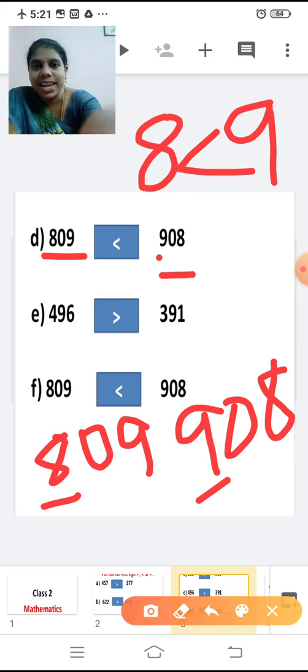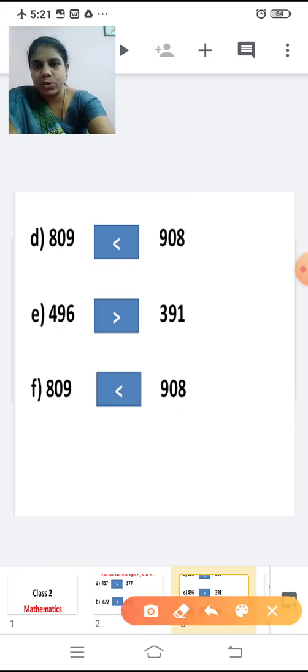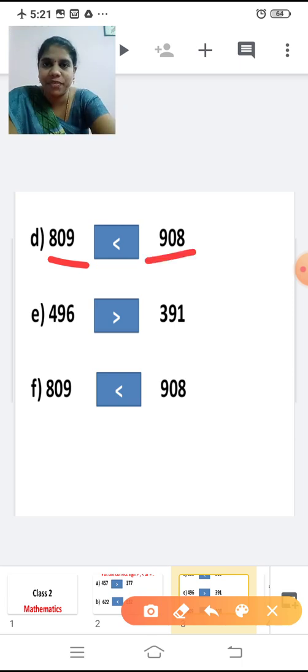Since 8 is less than 9, 809 is less than 908. So how do you compare two numbers? You have to compare the digits first. We have to compare the hundreds place. In this number we have 8. In the second number we have 9. So since 8 is less than 9, 809 is less than 908. Next we'll move on to the next one.